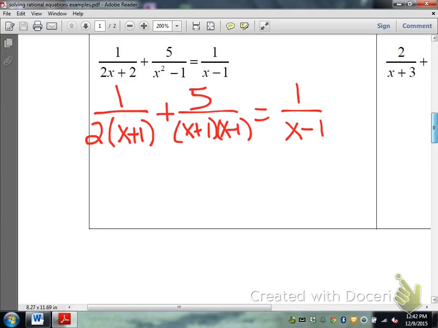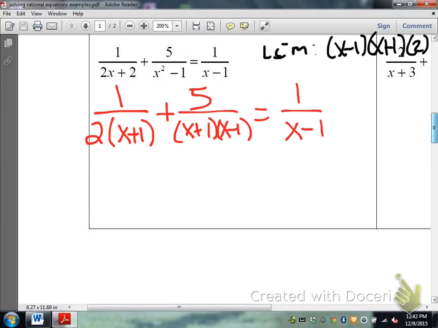So ladies and gentlemen, answer me this. Wait, is that x plus 1, x minus 1? It is. What's your least common multiple going to be here? x minus 1 is part of it. x plus 1 is another part of it. 2. And 2.